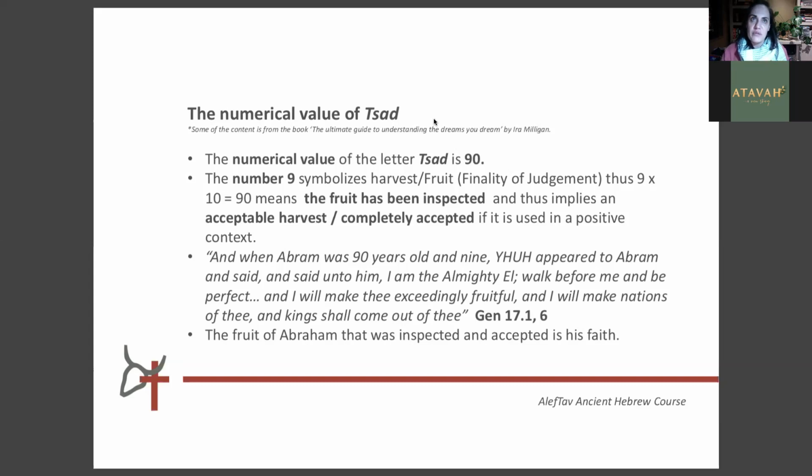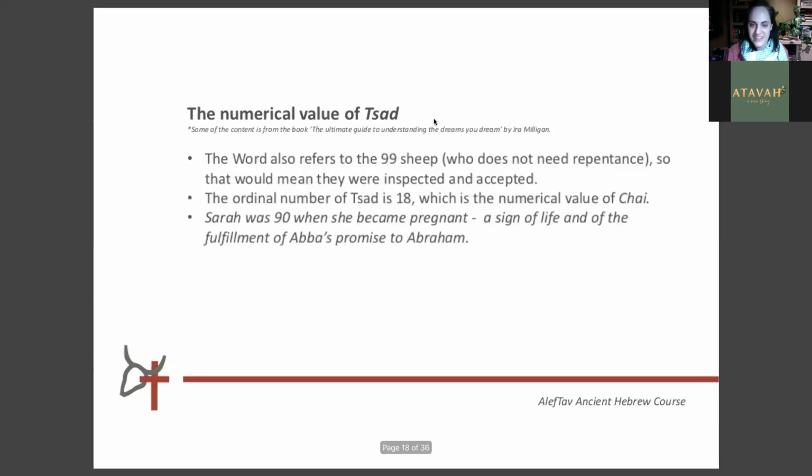But remember that Abraham was 100 years old when Isaac was born, but that was not the harvest. The fruit that was inspected was not Isaac. The fruit was Abraham's faith, which was inspected and it was accepted by Abba. And Abba gave him this blessing and this promise. And again, the promise had to do with fruitfulness. So we again have that reference back to being fruitful. And also, Sarah was 90 when she became pregnant. So this whole story of Abraham and Sarah has to do with the harvest and standing in fruitfulness before Abba.